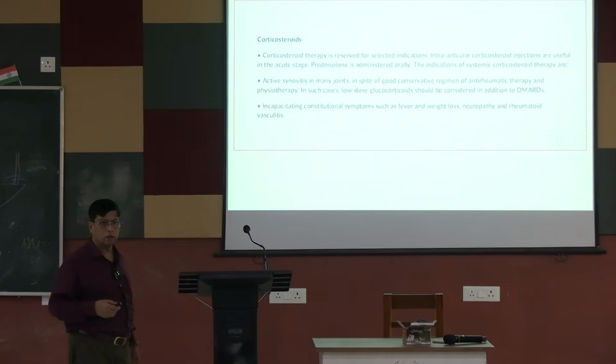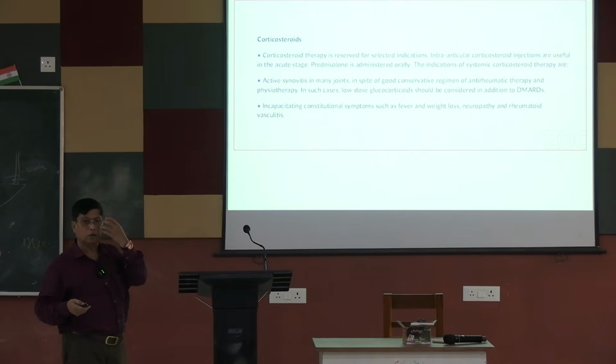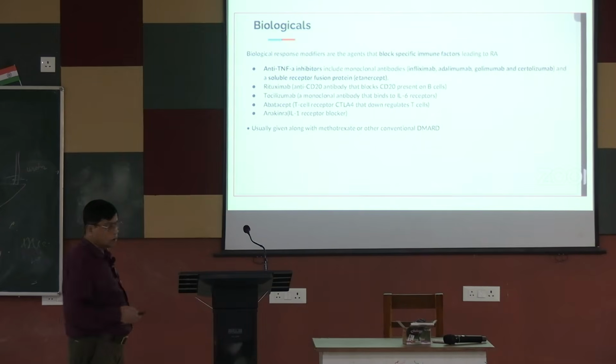Corticosteroid is another drug that can be used, but it should be used for a shorter period and at a low dose in rheumatoid arthritis. It is not used for a prolonged time, but you can use it in the active phase, particularly if there are complications like scleritis. You should use steroid for the acute phase of the disease.